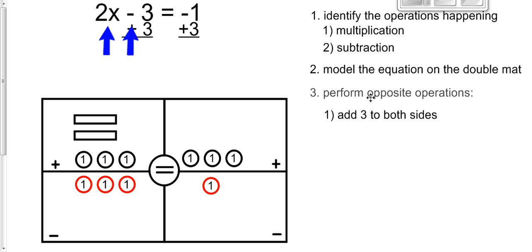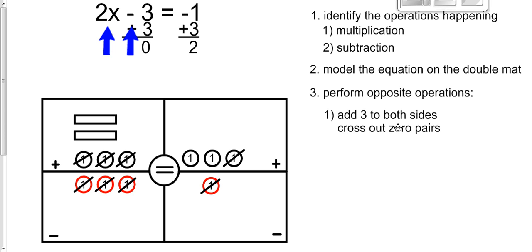Okay, so let's perform opposite operations. We're going to add 3 to both sides. My screen got a little ahead of me. Here's the +3 on both sides. Notice I put 3 positive tiles on the left side of the double mat and 3 positive tiles on the right side of the double mat. We always want to do the same to both sides to maintain equality or balance.